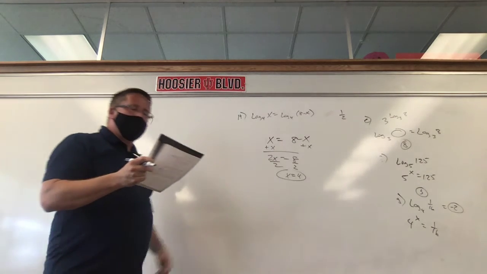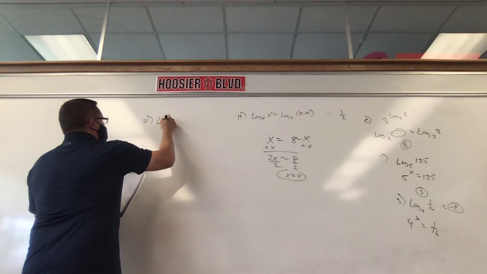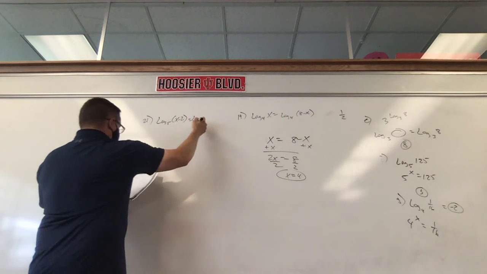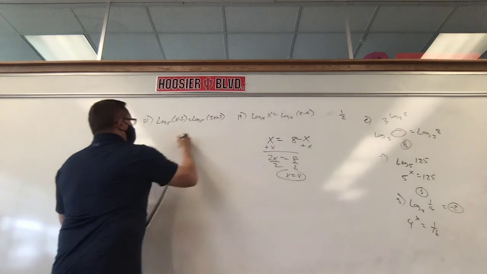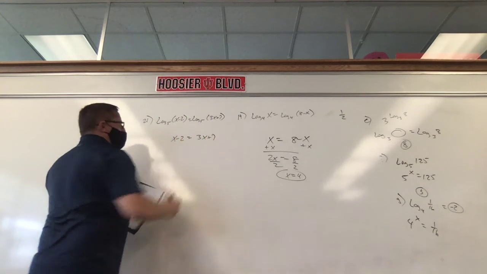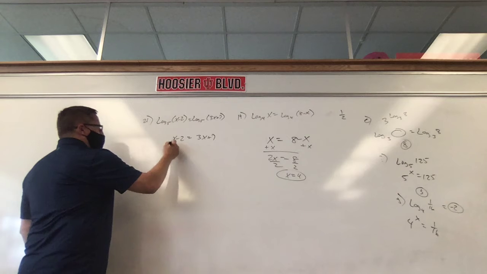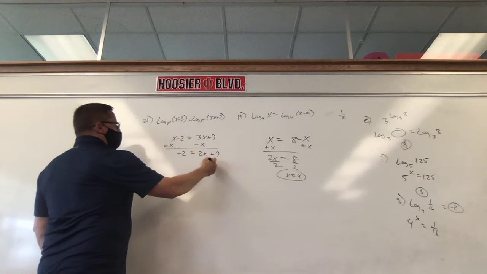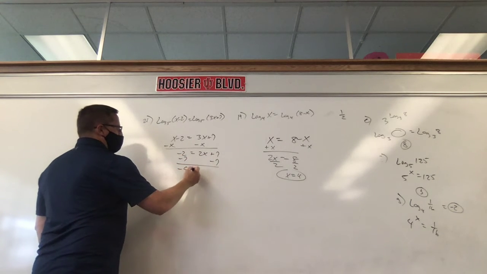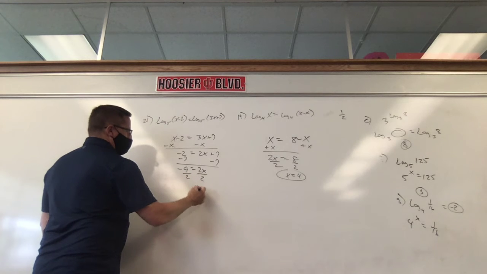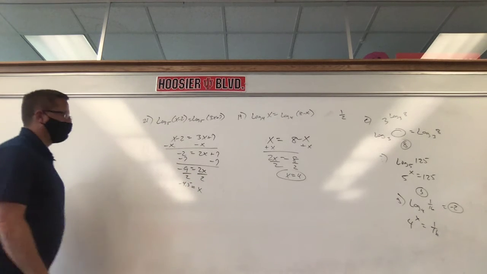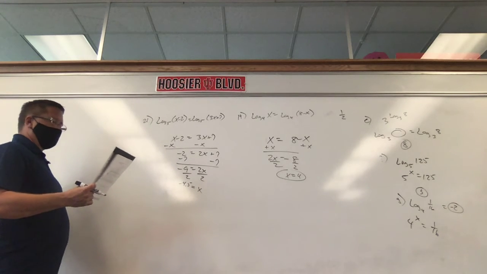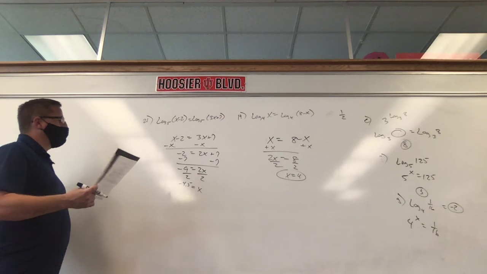Log base 5 of x minus 2 equals the log base 5 of 3x plus 7. So I'm going to do x minus 2 equals 3x plus 7. And then I'm going to subtract an x from each side. So negative 2 equals 2x plus 7. Minus the 7 from each side. Negative 9 is 2x. Let me make sure I wrote that down right. 21, x minus 2, 3x plus 7. It's 2x. Okay, good.